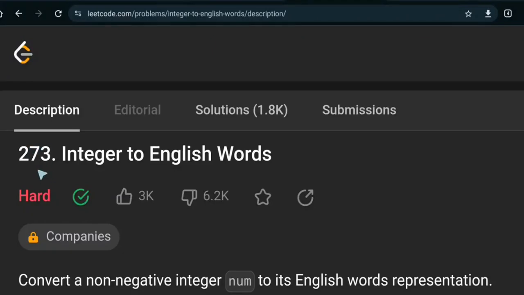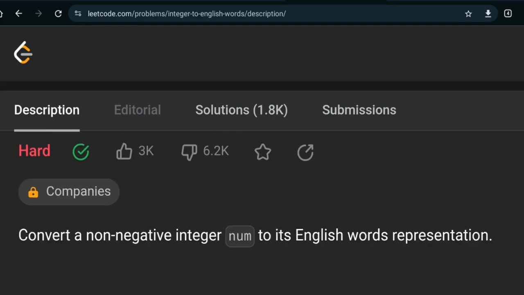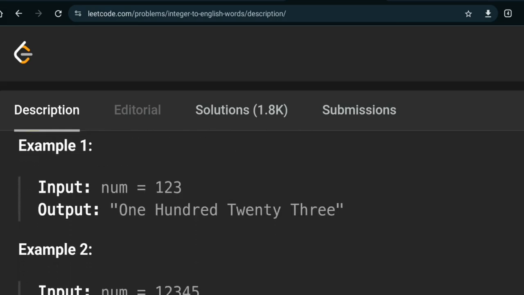Hello guys. Leetcode problem 273, integer to English words. This problem is considered hard. It is considered hard because it's not something you would say, let's throw a hash map on this, let's throw a tree on this, let's throw a queue on this, let's throw a DFS. It's not this kind of a problem. You just need to invent the solution.